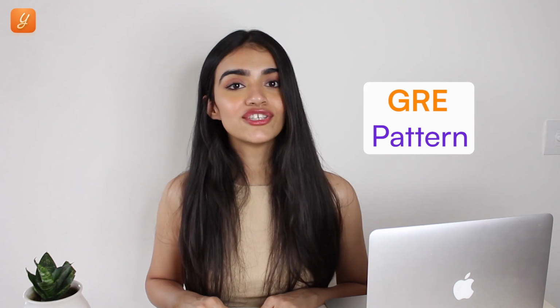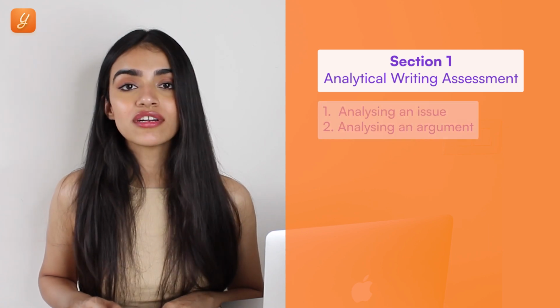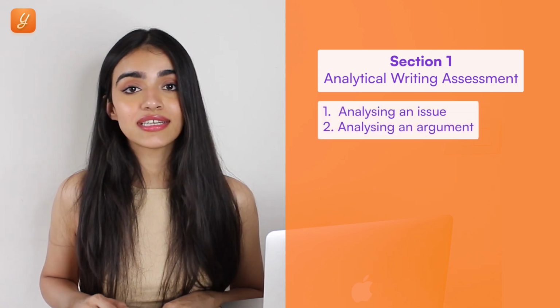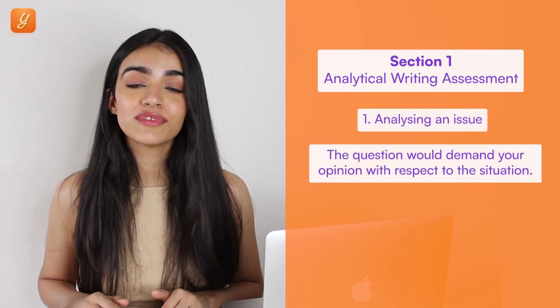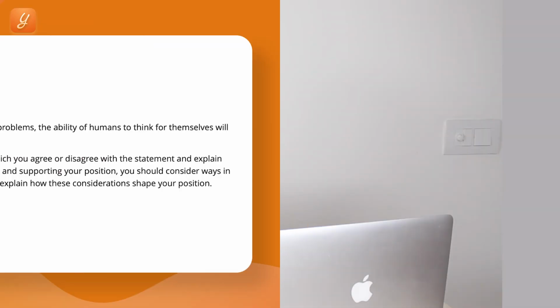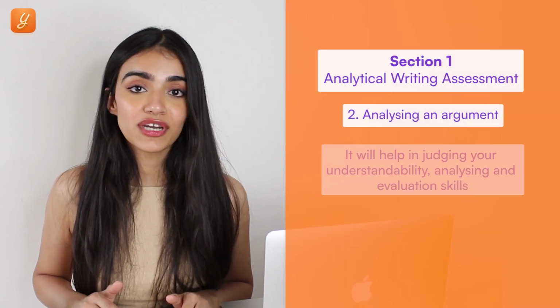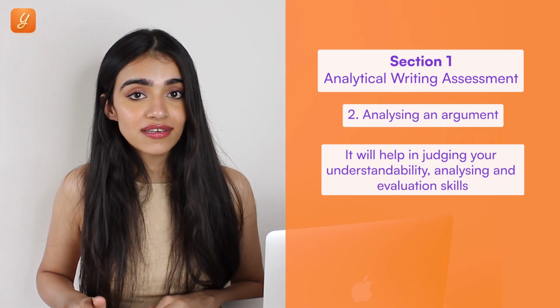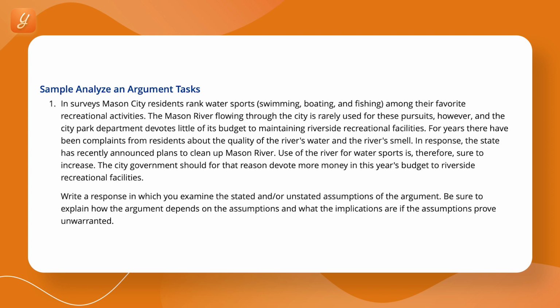Now let's move on to the main segment of this video, the GRE pattern. The GRE exam consists of three main sections. The first section is Analytical Writing Assessment or AWA, which includes analyzing an issue or analyzing an argument. When talking about analyzing an issue, the question would demand your opinion with respect to the situation. You can see a sample question on the screen. In contrast, analyzing an argument will help in judging your understandability, analyzing, and evaluation skills. You can check the same on the screen now.